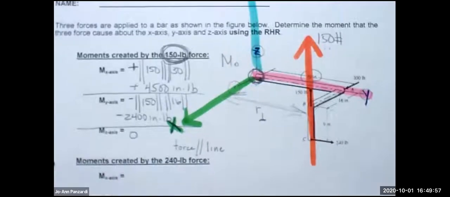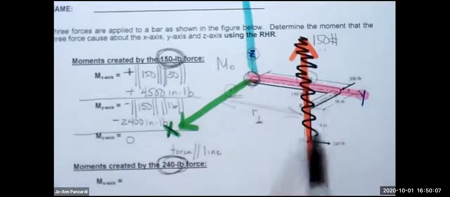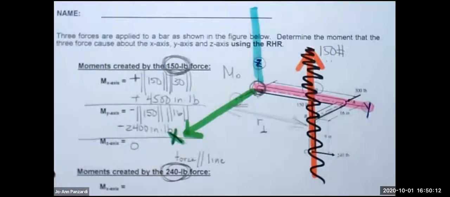Now we're going to the next force, the 250. With my Sharpie, I'm just going to cross this out so we don't look at that one anymore. Now instead, we're looking at the 240-pound force, which is down here.